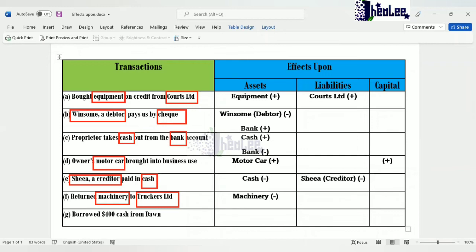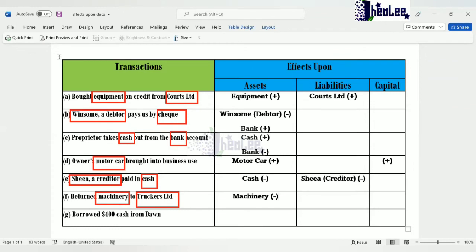Decrease because that is going out of the business. So this machine was purchased originally by the business. Something is wrong. It is now being returned. So it's going out of the business. That caused a reduction in the value of machinery in the business. Truckers Limited, it means that the business had purchased from this person. So therefore, this person is a supplier of the machinery.